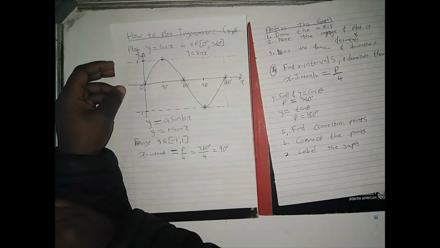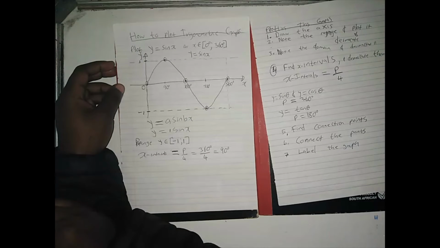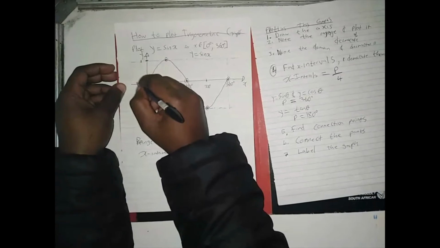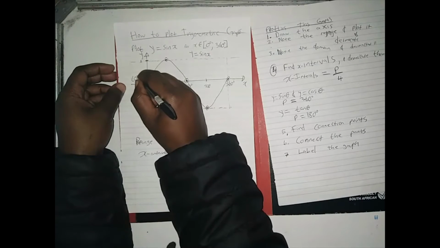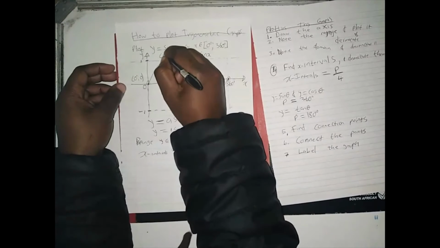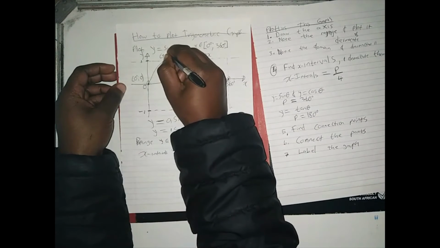And then what you do is label the intercepts and turning point. So this is the first intercept, and here you've got 0 degrees, and then you've got 0. And then here you've got what? The x part there is 90 degrees, and then there is 1.